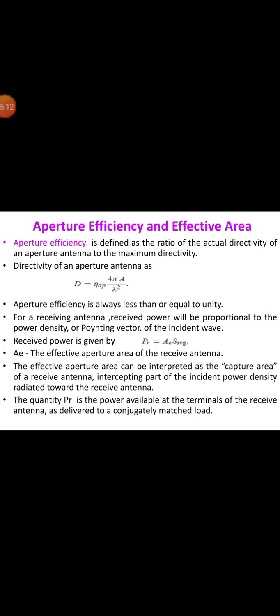By reciprocity, the effective aperture of an antenna is the same for receiving and transmitting, and we can write the directivity by three expressions. D = P(θ,φ)max / P(θ,φ)average, and D = 4π/ΩA, that is the directivity from the pattern, and D = 4πAE/λ², this is the directivity from the aperture.